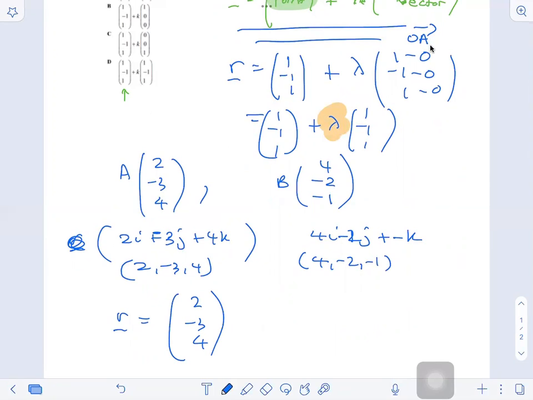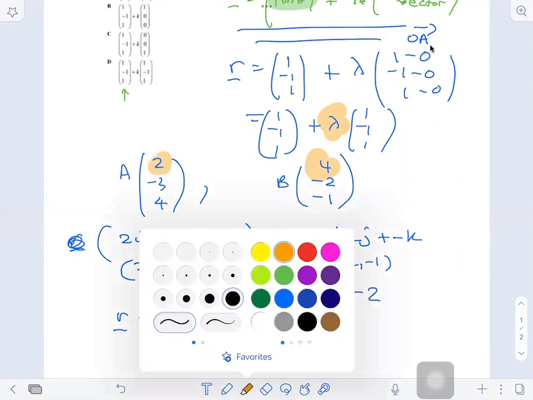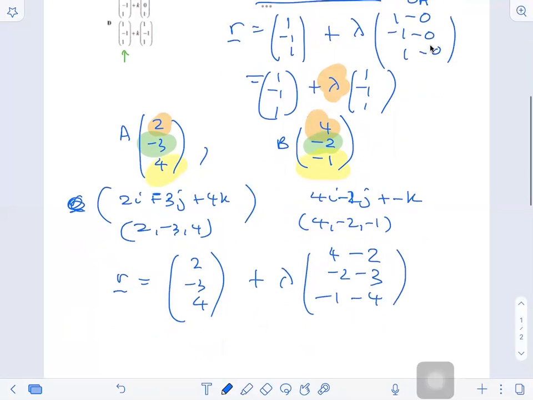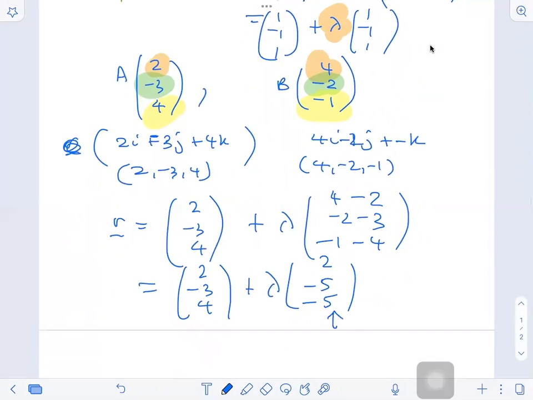Okay, so you could also use 4, minus 2, minus 1 plus lambda times the directional vector. So x2 is 4, so you're doing 4 minus 2, and then minus 2 minus 3, and then minus 1 minus 4. So that's going to be 2, minus 3, 4 plus lambda times 2, 1, minus 5. So this here is your directional vector.